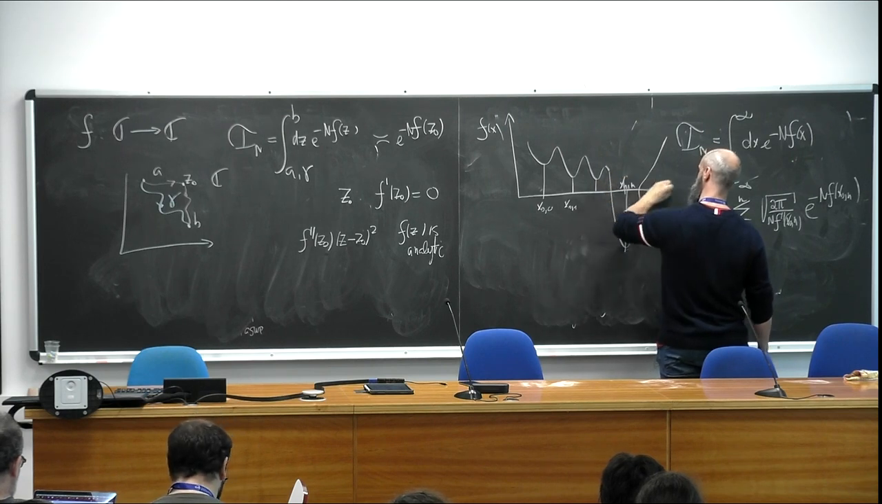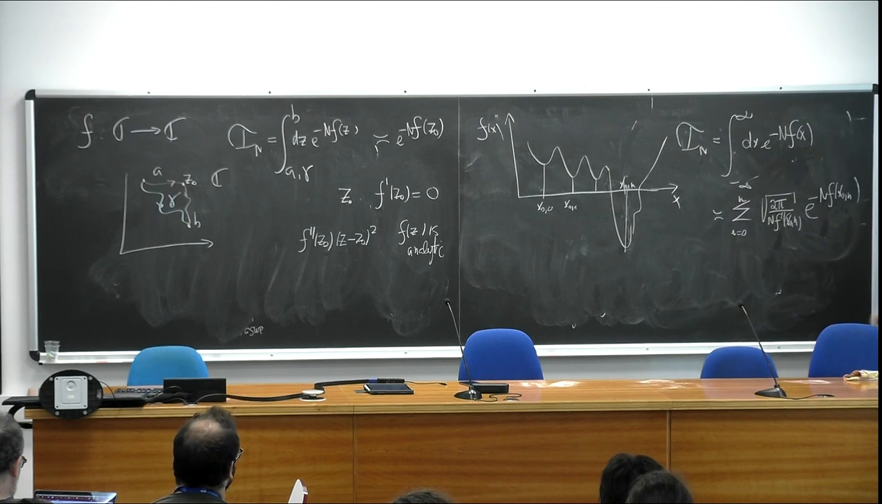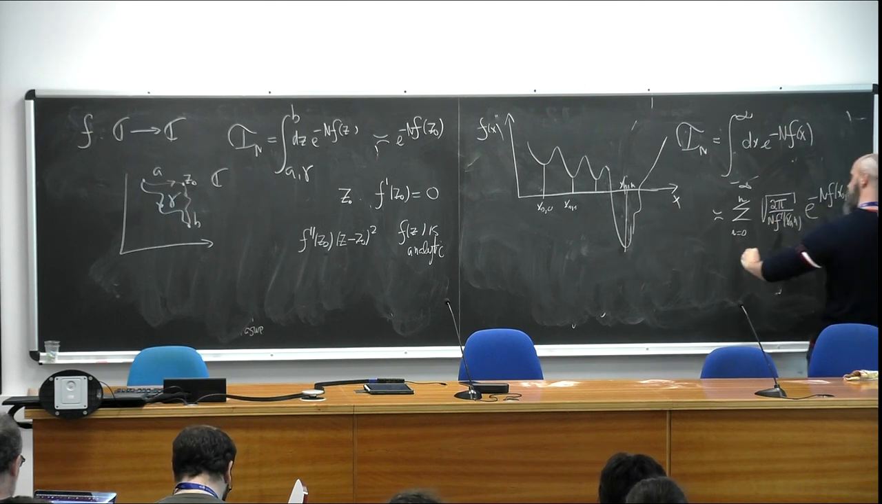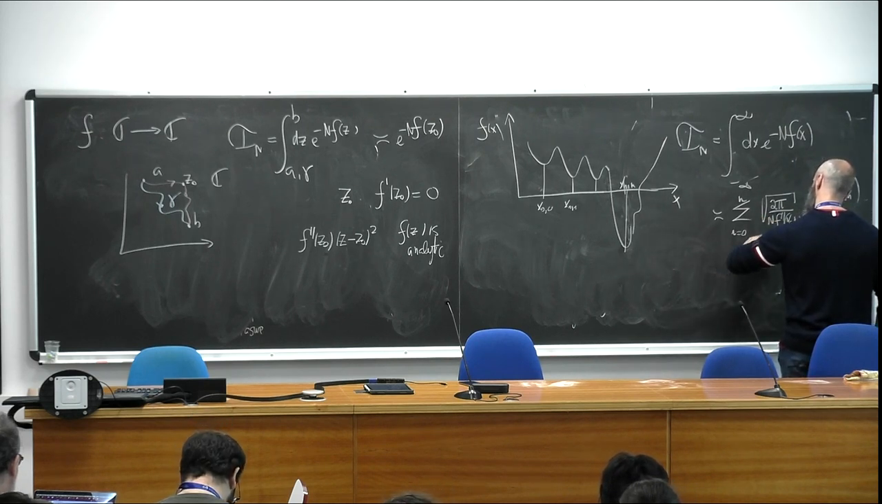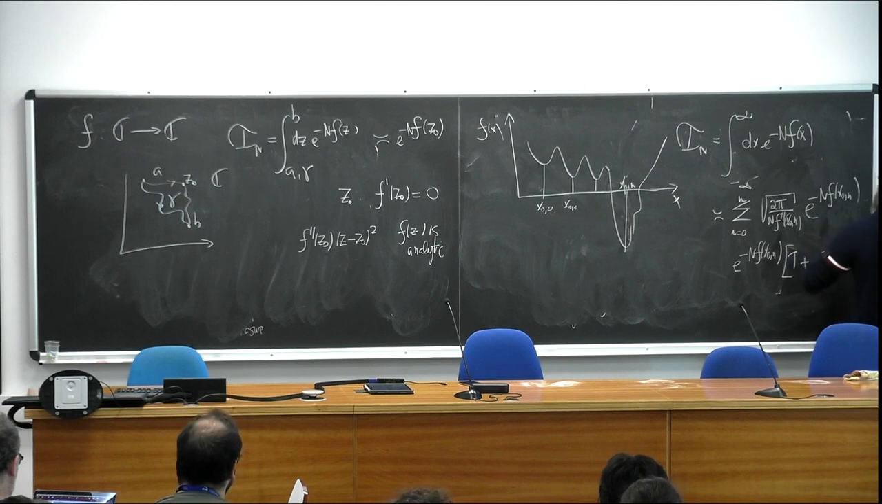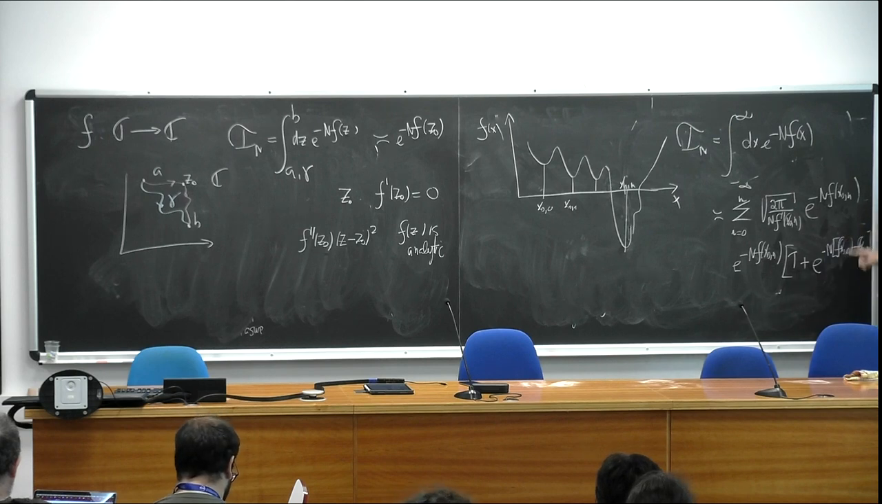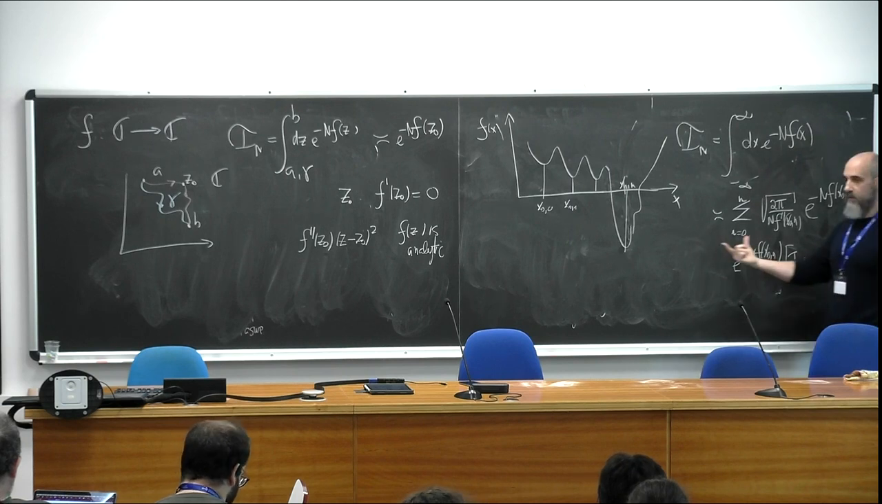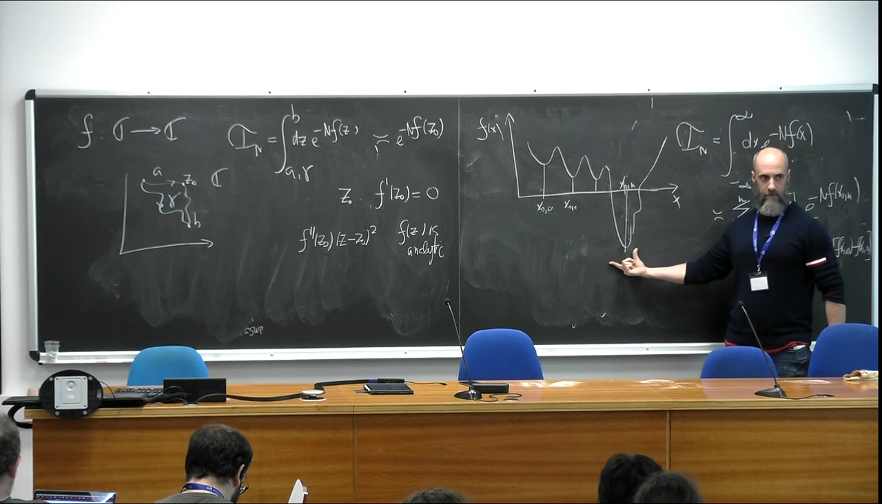And then what is going to happen? Well, what is going to happen when n is very large? I can always write this thing as follows. Let me forget about this part. I can write this as exponential of minus n f of x0n times [1 plus exponential of minus n (f of x0 0 minus f of x0 n), et cetera]. So when n goes to infinity, this is very small. So the most important contribution is the contribution that comes precisely from the deepest minimum.